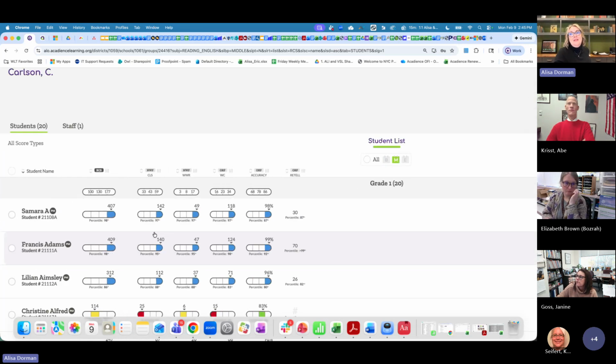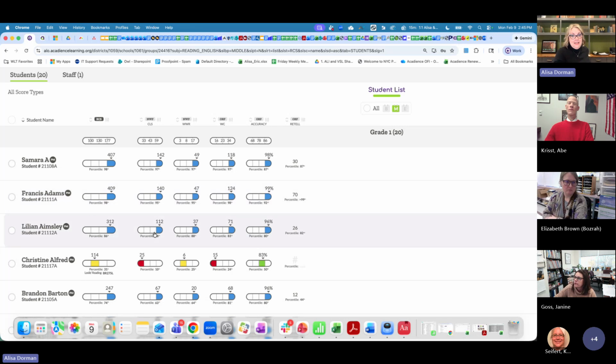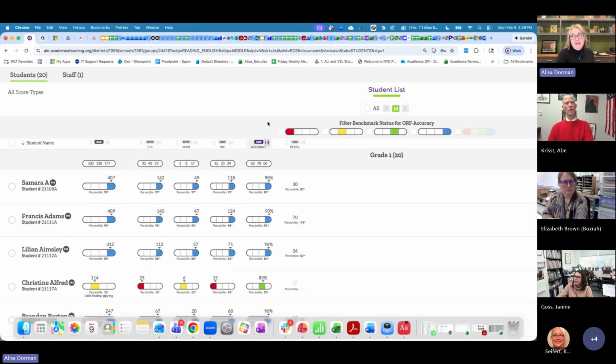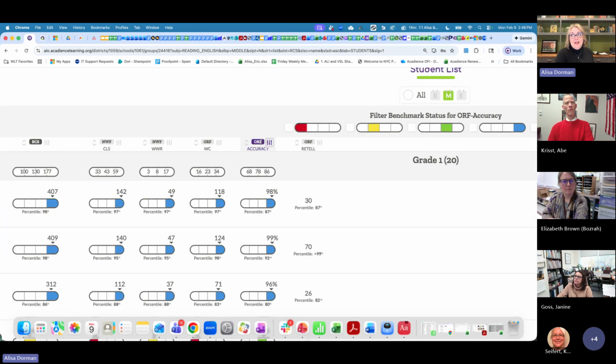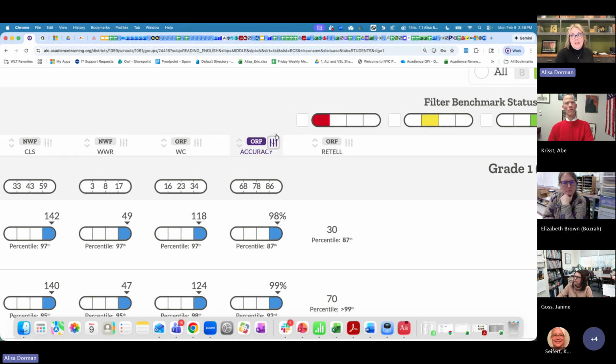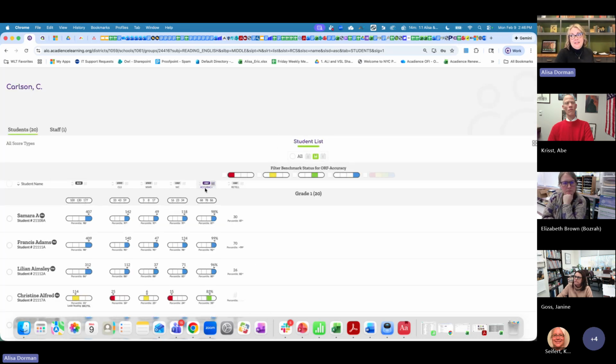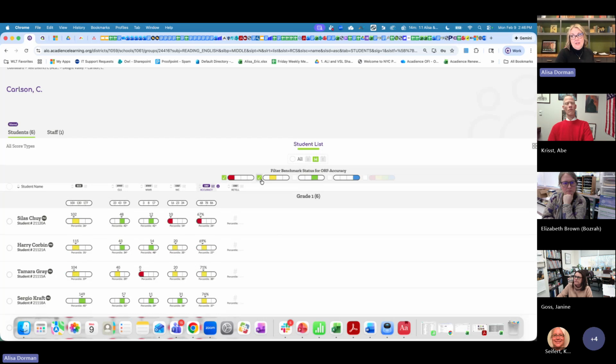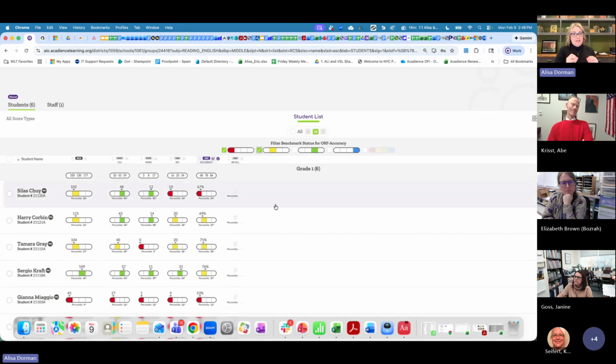Say you're working with a data team, maybe with your colleagues or a coach, maybe you're making a plan, and you want to know something that's not those automatic grouping sheets. You want to know who's struggling with accuracy. You can come in and select. Can you see the highlight? I highlighted it by clicking here, and I've selected accuracy, and now I just want to see any student who is in the red or yellow zone for accuracy only.